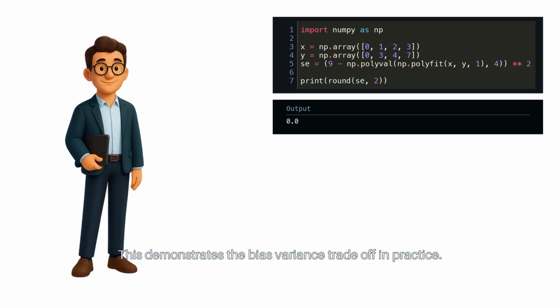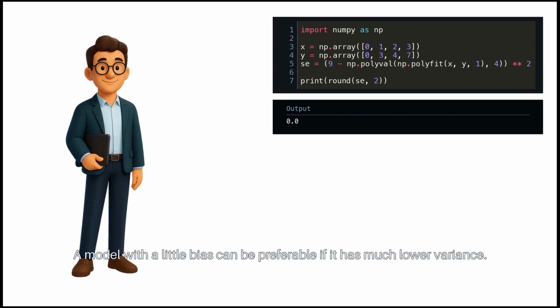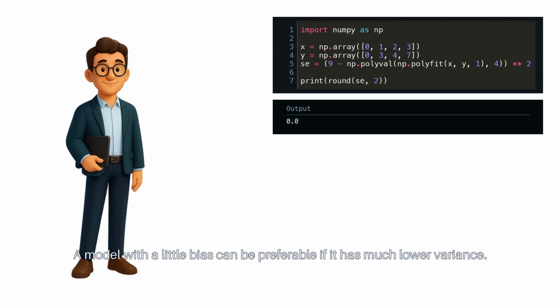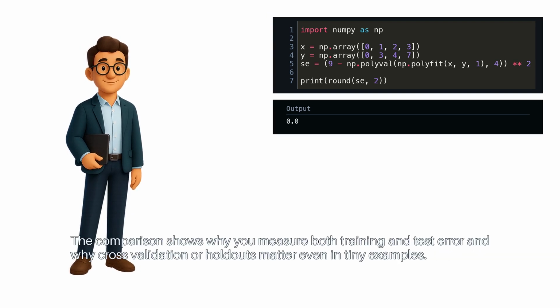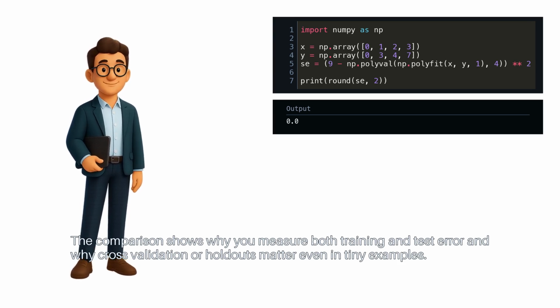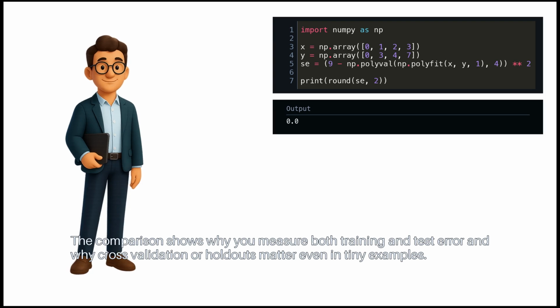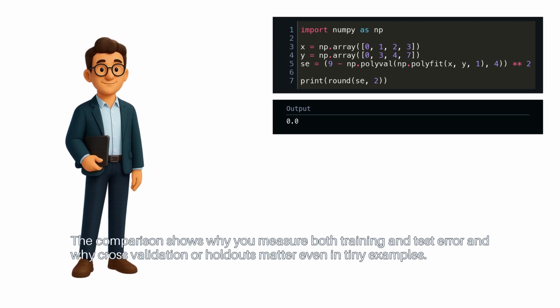This demonstrates the bias-variance trade-off in practice. A model with a little bias can be preferable if it has much lower variance. The comparison shows why you measure both training and test error, and why cross-validation or holdouts matter, even in tiny examples.